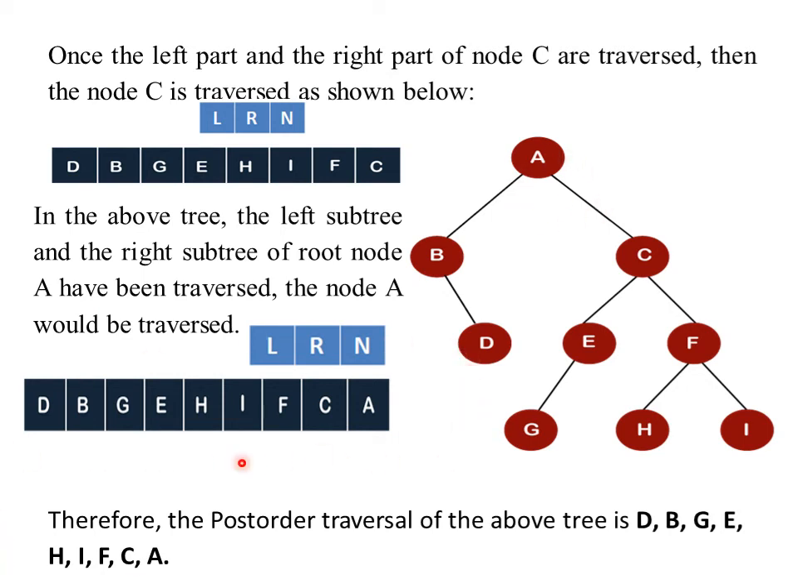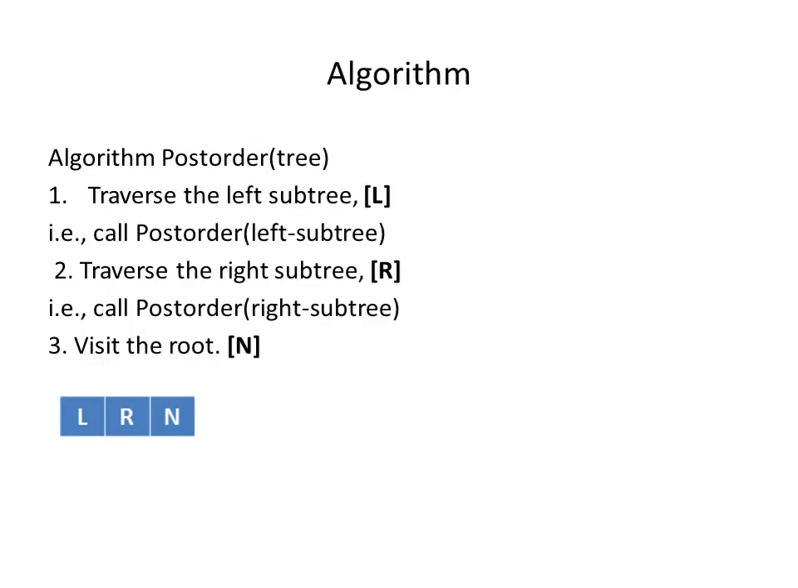Ultimately it will give the result as B, D, G, E, H, I, F, C, A. See, here you can observe B, D, G, E, H, I, F, C, A. This is how the tree is traversed in post order. Now I have explained all the traversals. I will explain the algorithm for post order.